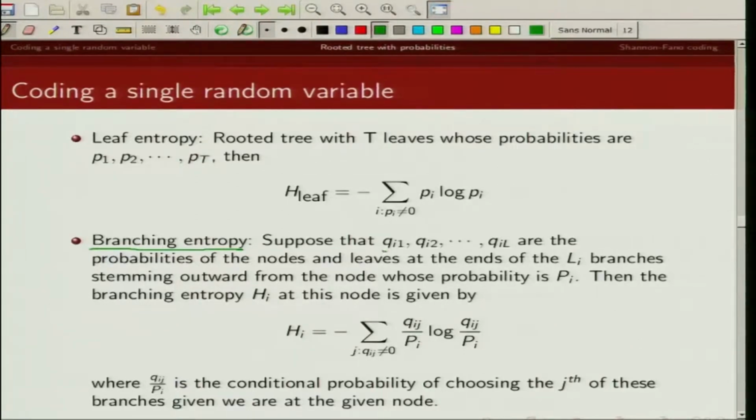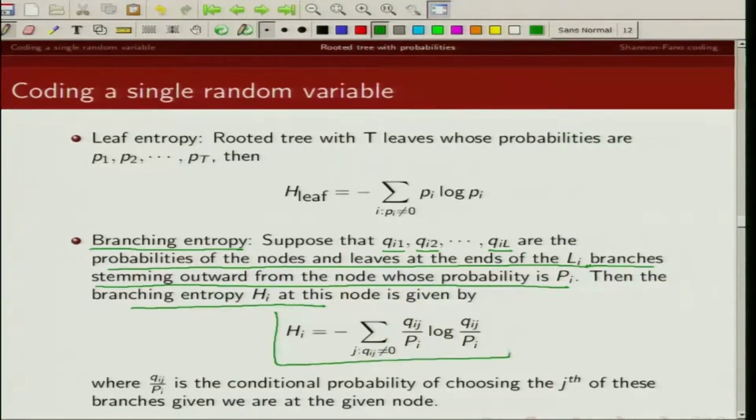Suppose Qi1, Qi2, ..., QiLi are the probabilities of the nodes and leaves at the end of Li branches that stem outward from a node whose probability is Pi. Then the branching entropy is given by this expression, where Qij by Pi is the conditional probability of choosing the jth of these branches, given that you are at a particular node whose probability is Pi.